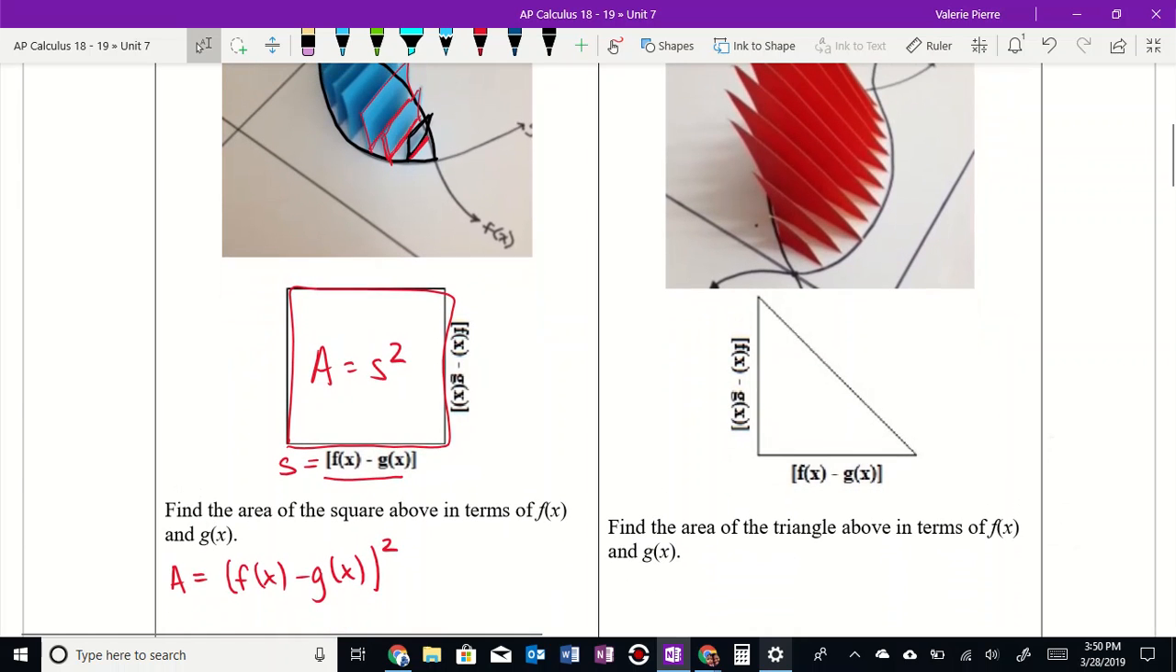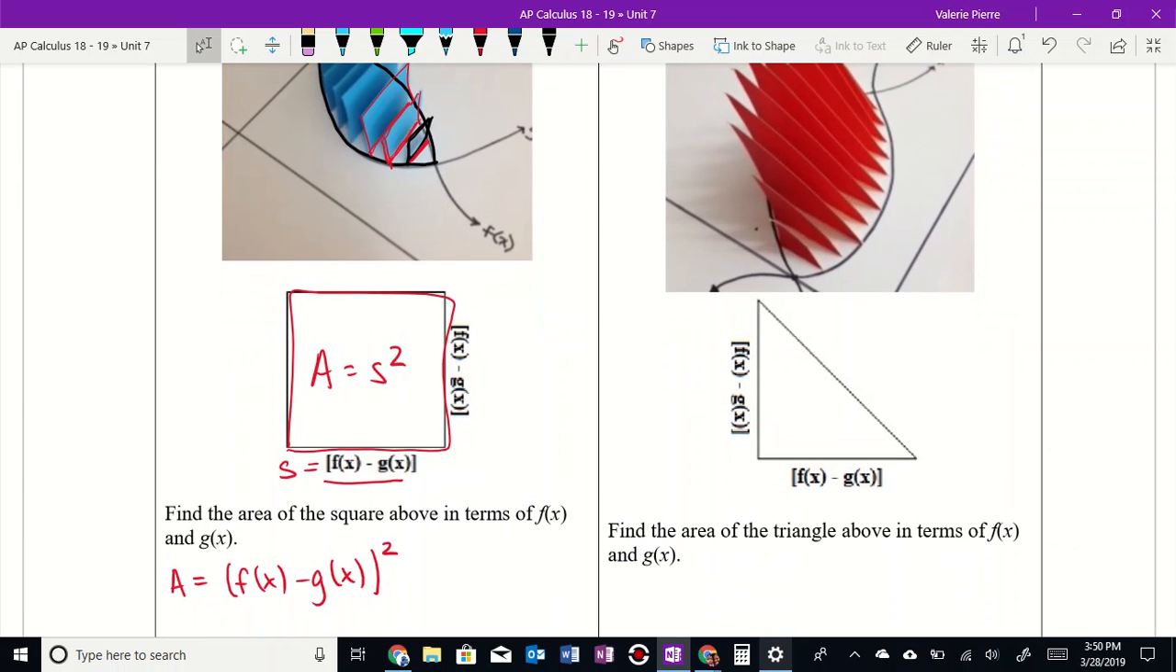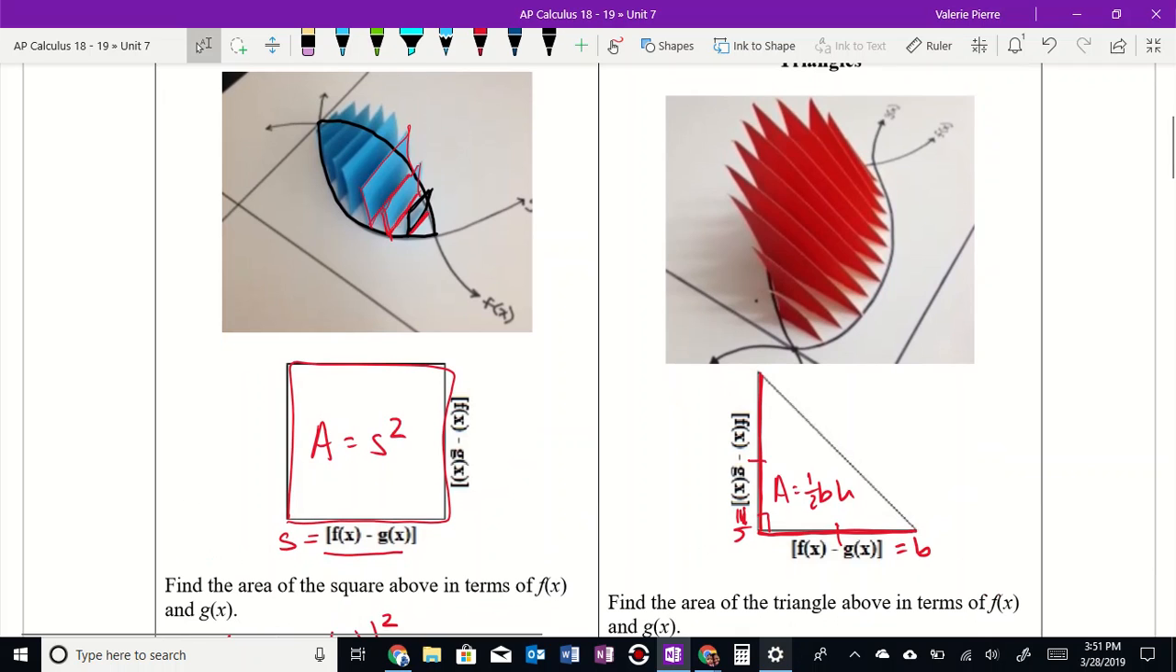Right, so similarly here we have an isosceles right triangle. We know the area of a triangle is equal to one half base times height. So we know that the length of the base and the length of the height are going to be the same. So here's my base and here's my height, and those are going to be the same because it's isosceles; the sides are the same. And the length of the base is equal to our upper function, f of x, minus our lower function, g of x.